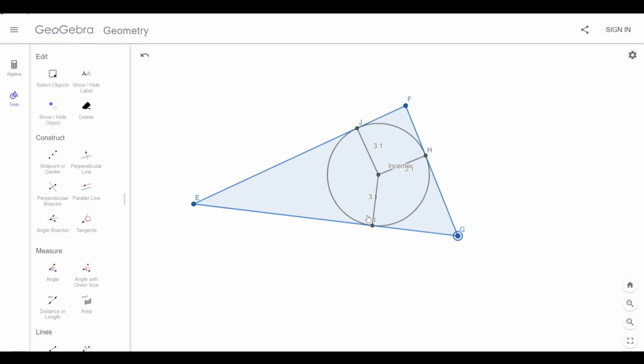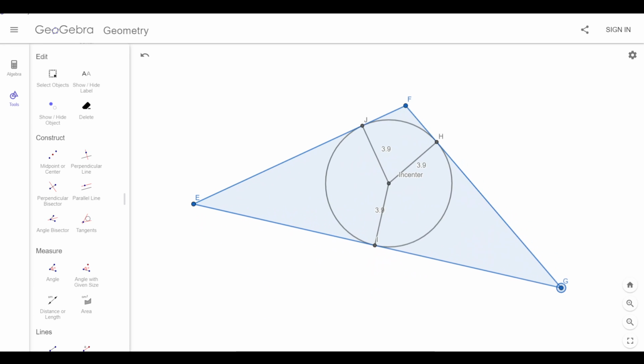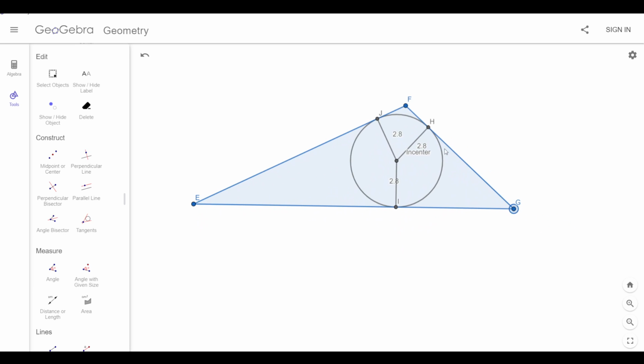Can you have a circle with different values of the radius? No, you can't. So the whole reason I put the circle here is because each one of these is a radius of the circle, and the radius is not ever going to be different. So I could take this and move it around, and each one of those radii are going to be exactly the same every single time.